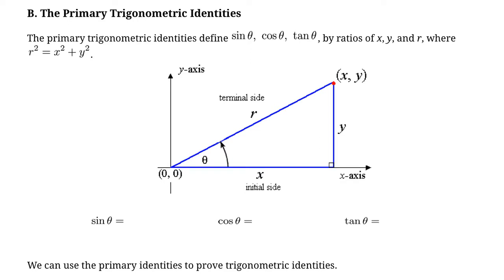We know that the sine of any angle is the opposite side over the hypotenuse, so in this case it's y over r, and we know the cosine of any angle is the adjacent side over the hypotenuse, so in this case it is x over r. The tan of any angle is the opposite side over the adjacent side, so in this case it's y over x. So these are known as the primary trigonometric identities. We have sine theta is equal to y over r, cos theta is equal to x over r, and tan theta is equal to y over x.